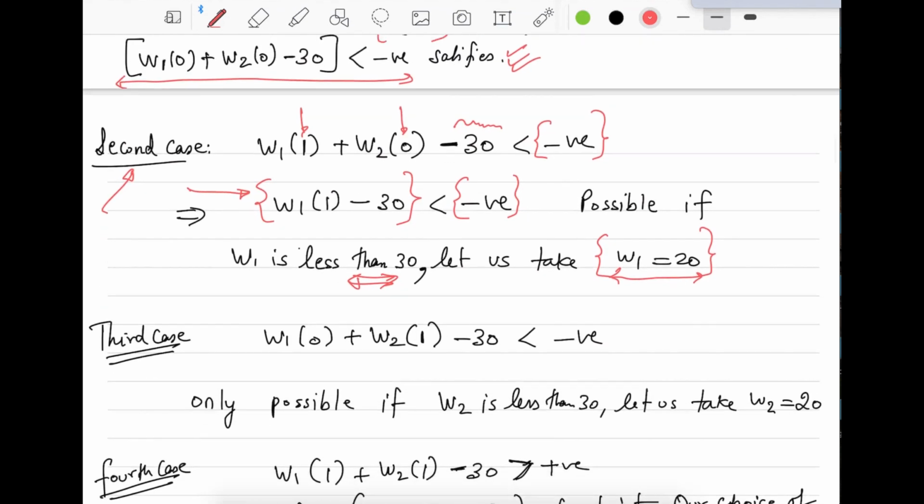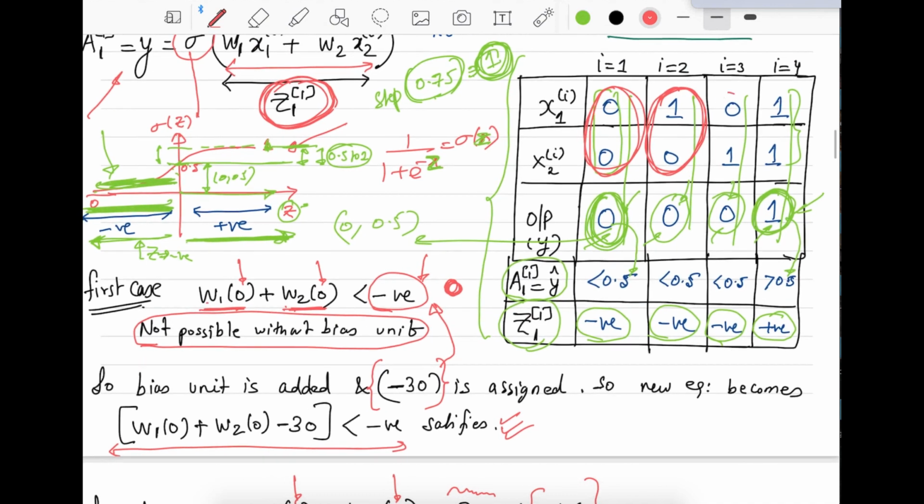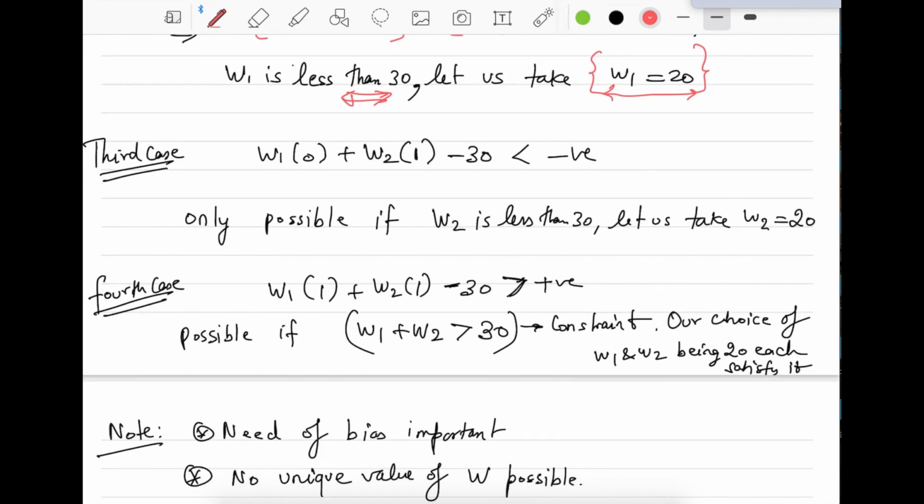Now the third case. Third case is this one. So now you put this one, and again you will get this constraint, and you know that it has to also be less than 30. So let us take W2 as 20. So I am taking W1 and W2 both as 20 just to satisfy this constraint.